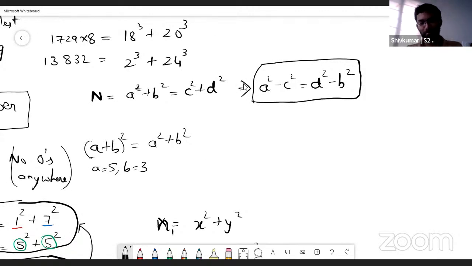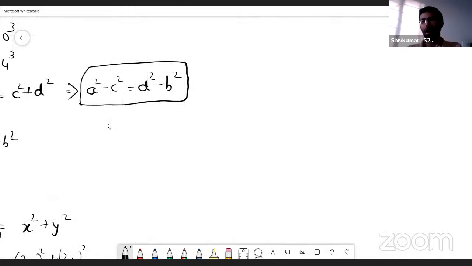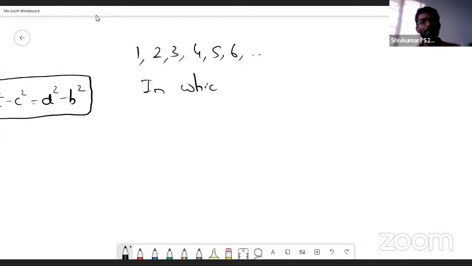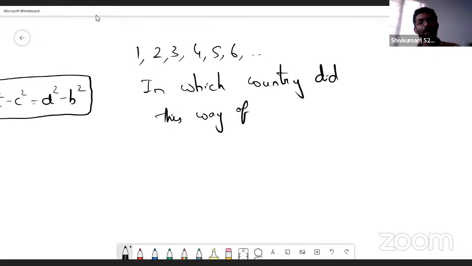Now we have been talking about basically laws of exponents. We saw how these laws of exponents got unraveled in 2 interesting problems. When you're talking about exponents and numbers, let us start with the numbers. We started with the numbers 1, 2, 3, 4, 5. Any idea in which country this way of writing numbers originated? I'll give you 4 options.